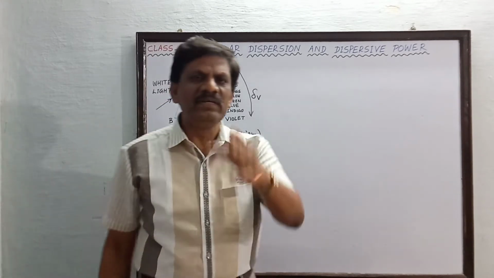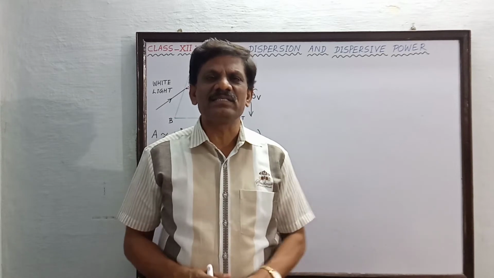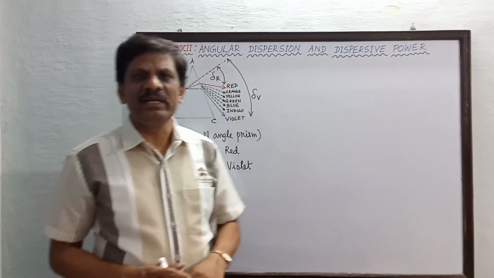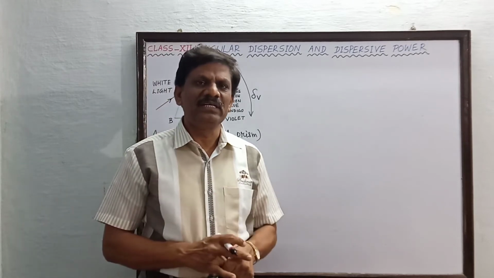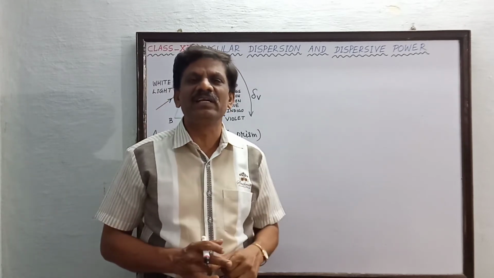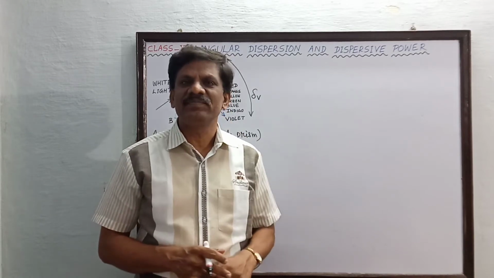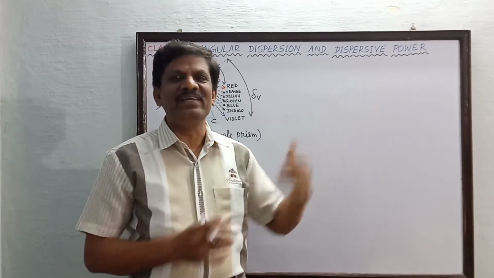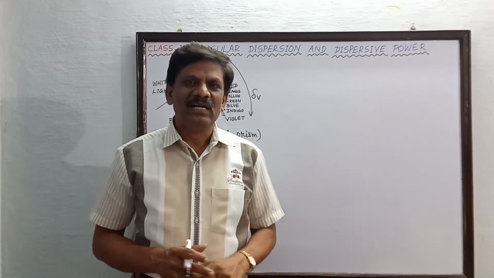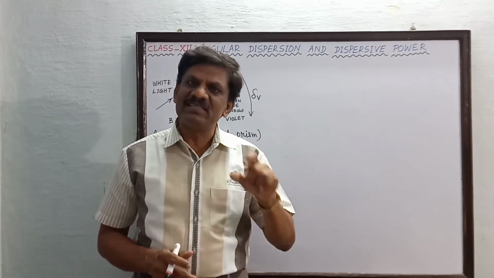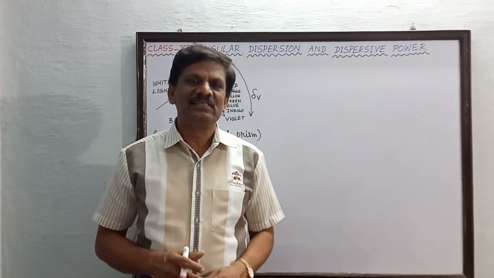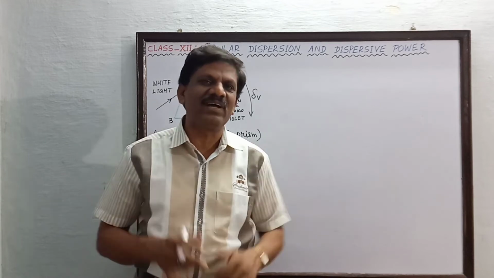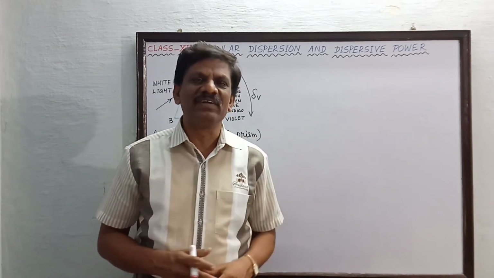Why is this deviation different for different colors? This is because the speed of light is different for different colors inside glass. Red light is traveling with greater speed inside glass, and violet is traveling with less speed inside glass. Understand? Also, the refractive index of the glass is not the same for all colors. It is different for different colors.